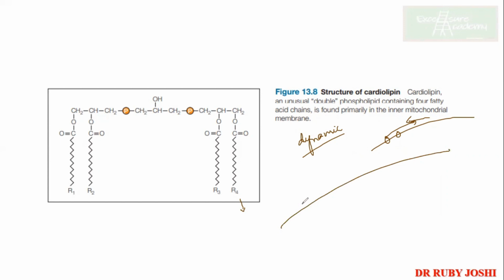If I am saying here you have complex 1, 3, 4, 5, then they stay right here. Okay, it's not like it moves and goes here or goes there, which happens normally in the case of the plasma membrane. Did you get the point?